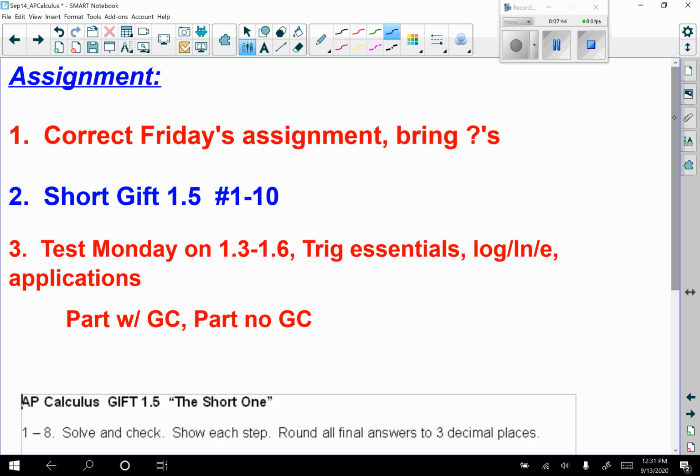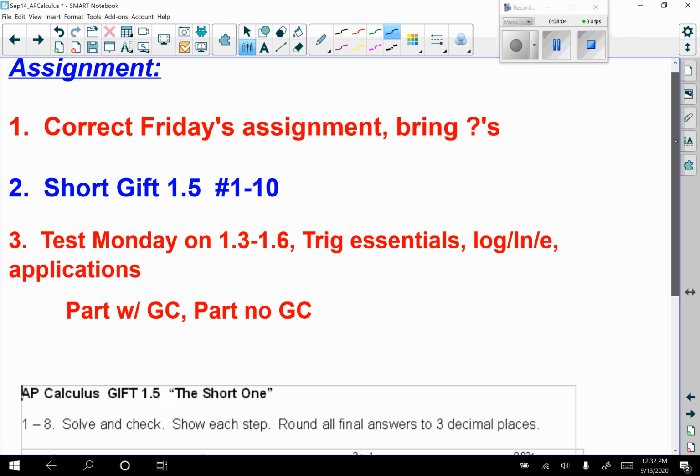And then next Monday, I'm going to give you guys a test over 1.3 to 1.6, trig essentials, the natural log, and e-gift as well. As always, our tests are going to be part with a graphing calculator, part with no calculator. As the week progresses, I will give you details on what kind of questions, how many points the test will be worth.